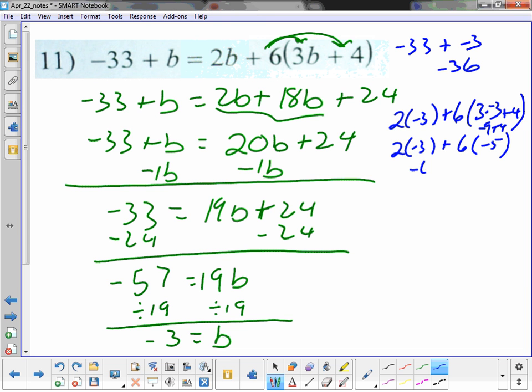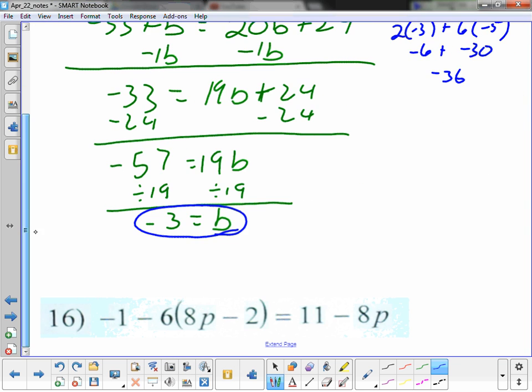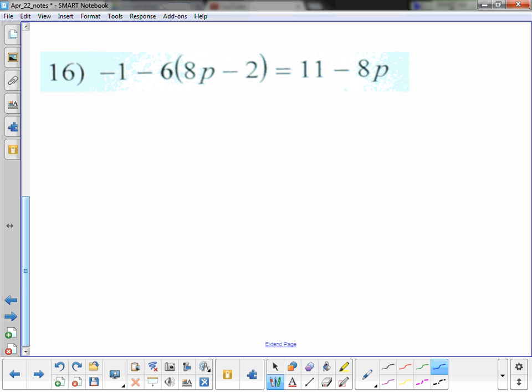Can I add those? So I got a negative 6 there, and I get a negative 30 there. They're both negative numbers, so I'm going to go ahead and add the numbers. Gives me a 36 and keep their sign since they're both the same. And I get a negative 36. So b does equal a negative 3. Again, always check. Now, one last problem that I wanted to work for you guys.